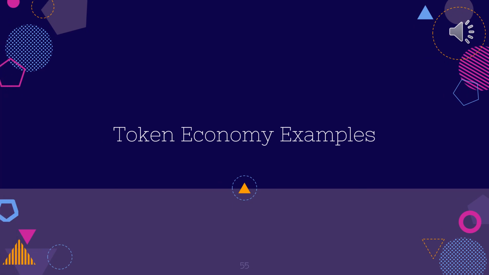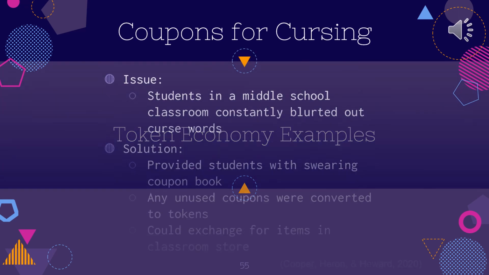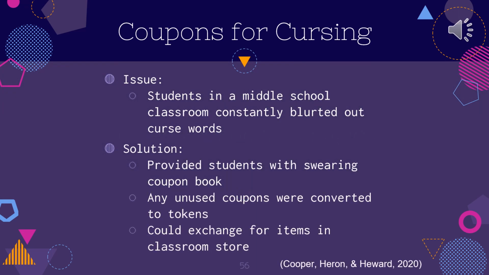We're now going to finish up by going over several token economy examples. The first example we'll go over is an example of a response cost token economy that was used to reduce students cursing. The issue that arose was students in a middle school classroom were constantly blurting out curse words.